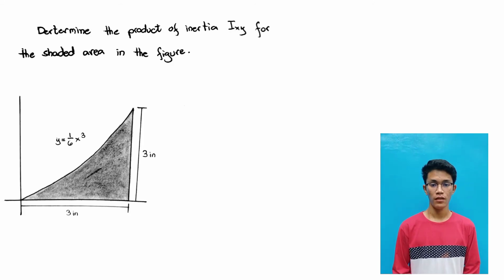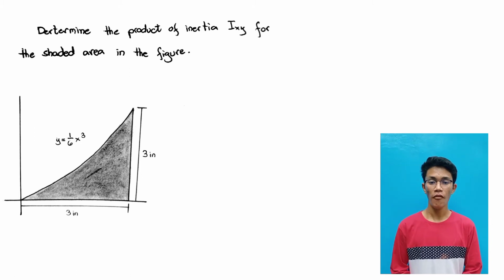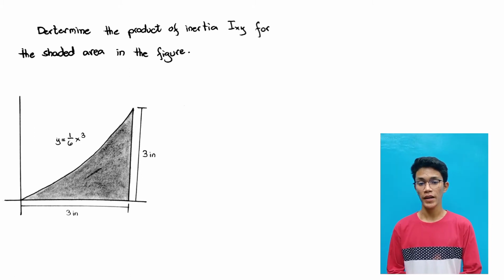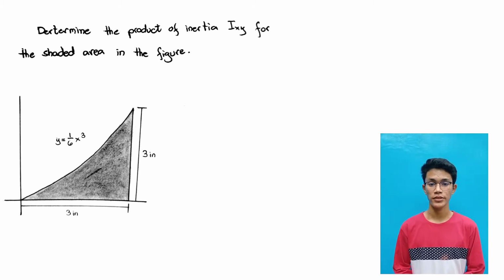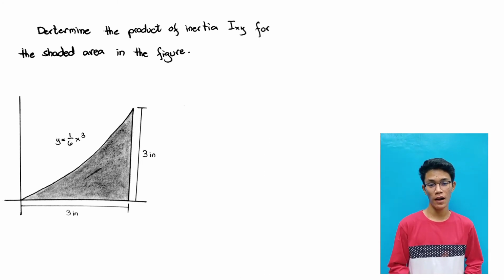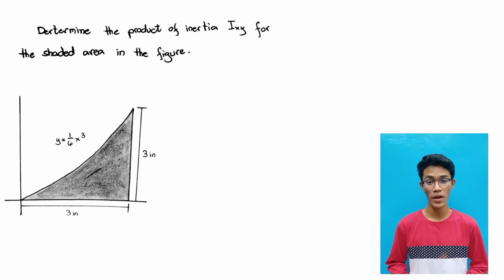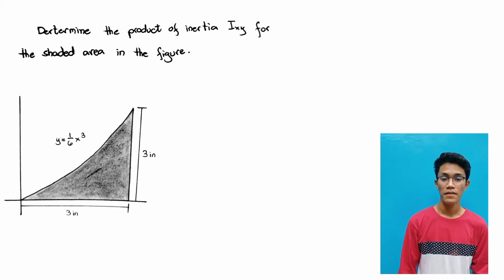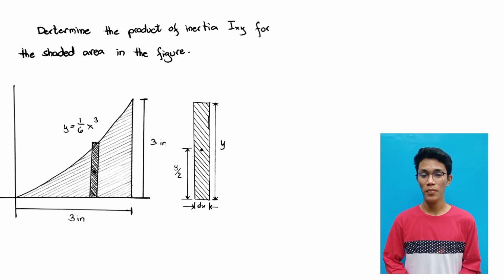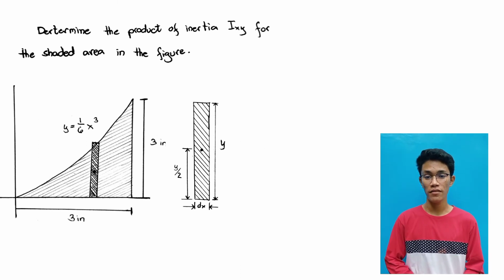Our next problem is about the product of inertia. Determine the product of inertia of the shaded area with respect to the x and y axes. As we can observe, this problem is exactly the same as our first problem, but this time we are going to identify the product moment of inertia. The area for the differential element parallel to the y-axis, which is dA, is equal to y dx.